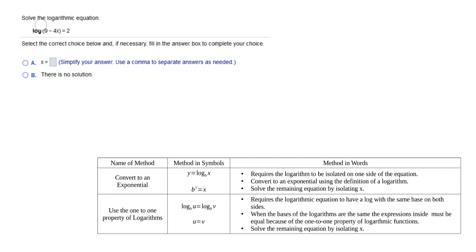Okay, this question says solve the logarithmic equation. Log of 9 minus 4x equals 2. So we have two methods for solving log equations that we're going to look at. One of them is to convert to an exponential, and the other one is to use the one-to-one property of logs. So let's look at both of them.